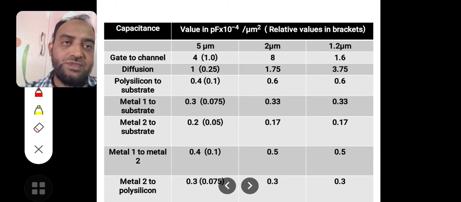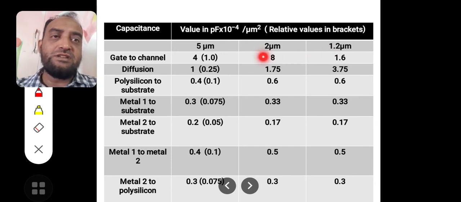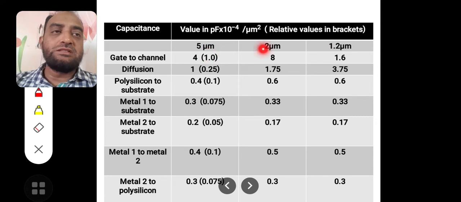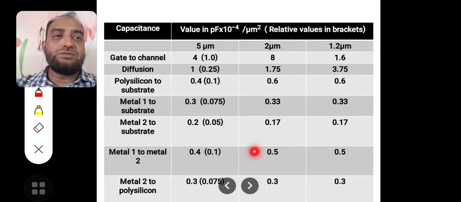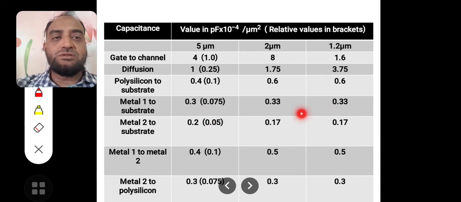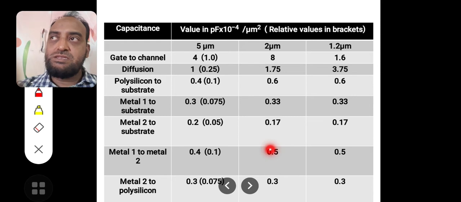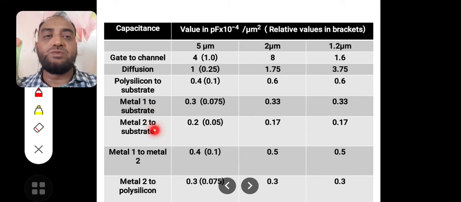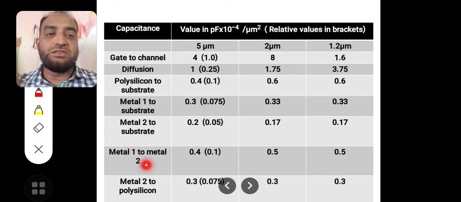So now the capacitance offered by different layers in different technologies. It is 5 micrometer technology, 2 micrometer technology, 1.2 micrometer technology. Each technology node has a different value of capacitance. Now we understood the capacitance offered by each layer: metal to substrate, metal 2 to substrate, polysilicon to substrate, diffusion, channel capacitance, all these.